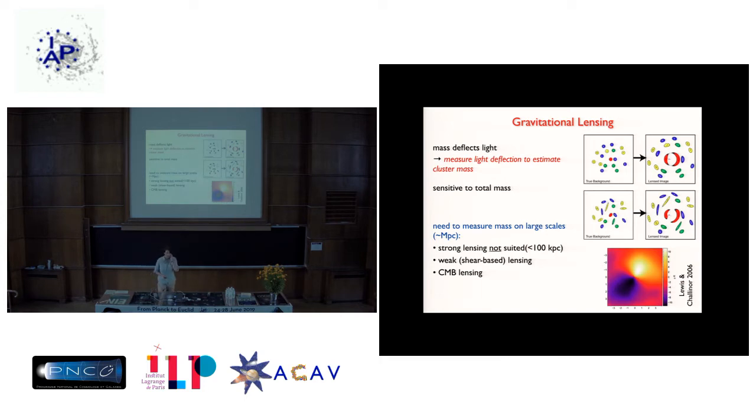That brings me to gravitational lensing, where we use the deflection of light to estimate cluster mass. We can do this in the optical. Other people are going to talk more about optical weak lensing. Or we can do it with CMB lensing, as we heard from Anthony before. Strong lensing is not suited because it only measures mass on very small radii.